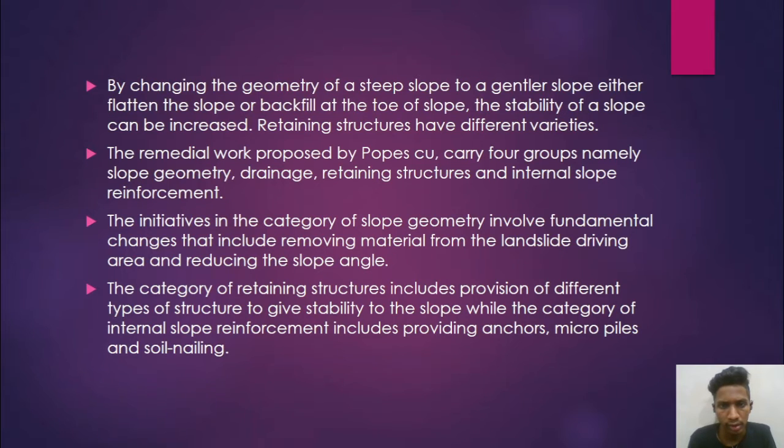Retaining structure have different varieties. The remedial work proposed by POST carry 4 groups, namely slope geometry, drainage, retaining structure, and internal slope reinforcement. The alternative in the category of slope geometry involve fundamental changes that include removing material from the landslide driving area and reducing the slope angle. The category of the retaining structure include provision of different types of structure to give stability to the slope, while the category of internal slope reinforcement include providing anchors, micropiles, and soil nailing.